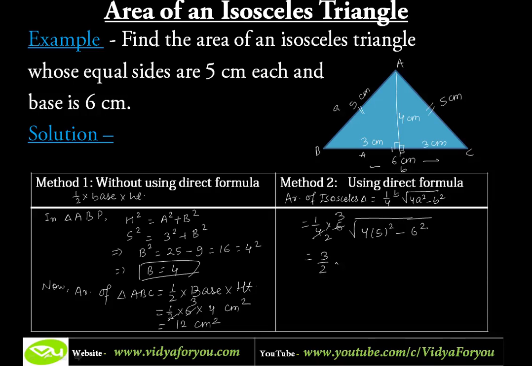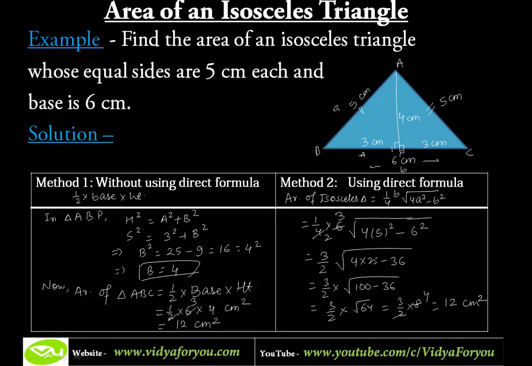3 by 2 under root of 4 into 25 minus 36 is equal to 3 by 2 into 100 minus 36 is equal to 3 by 2 into, that will give you 64. So under root of 64 will be 3 by 2 into 8. Again you'll get 12 centimeter square. So both the ways you can use, but I would prefer this approach, which is very easy. You do not need to remember any new formula.